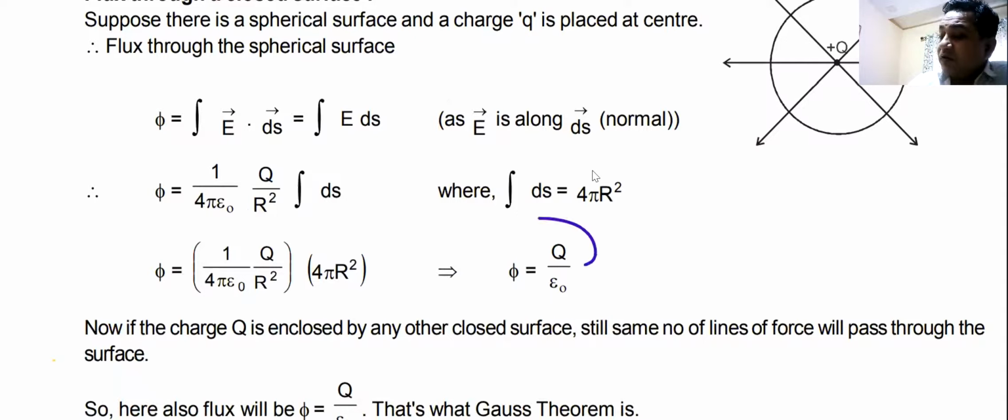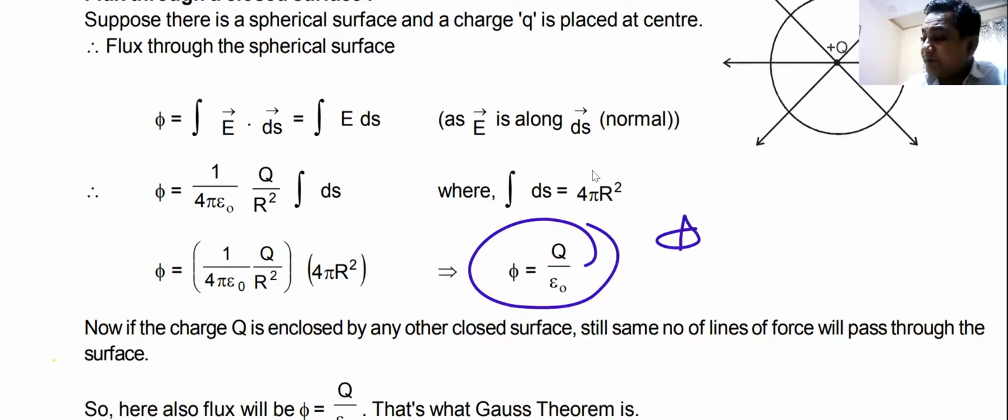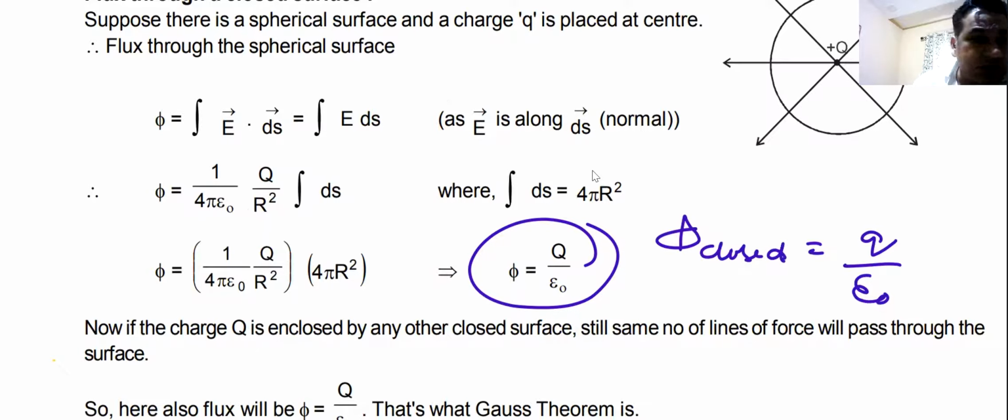This is your Gauss law. Flux through any closed surface will be equal to the charge enclosed by the surface divided by epsilon naught. I hope you know this law. Yes or no? Please raise your hands. Flux through any closed surface is equal to the charge enclosed by the surface divided by epsilon naught.